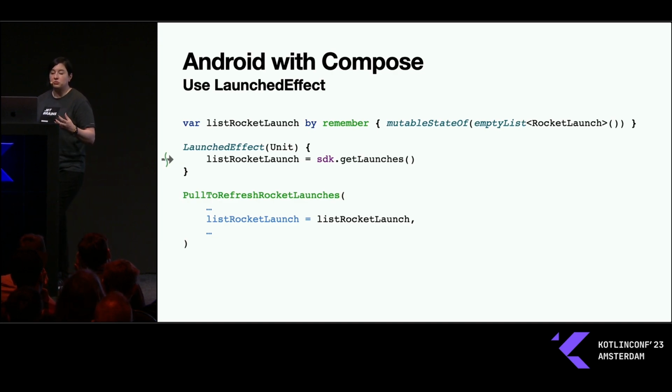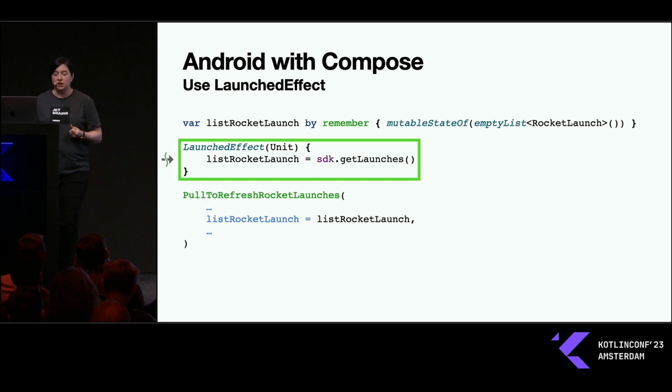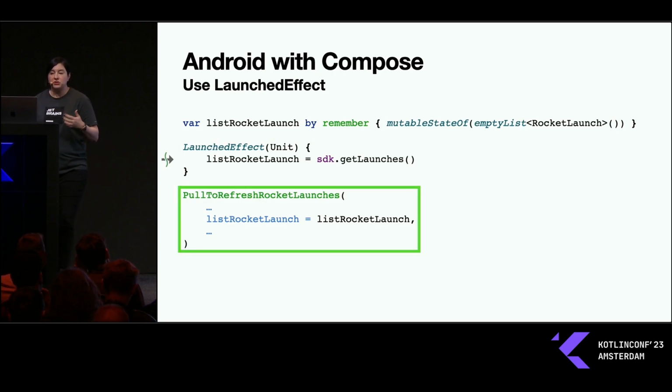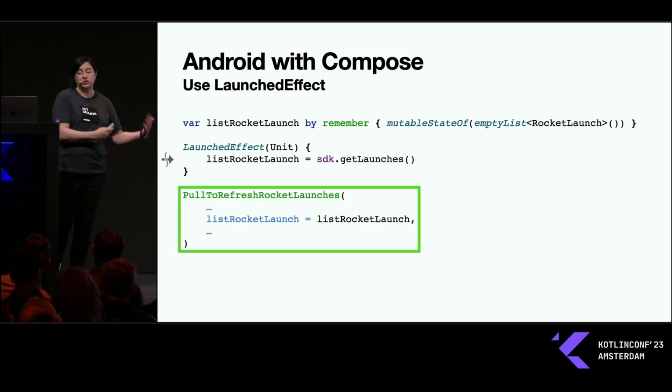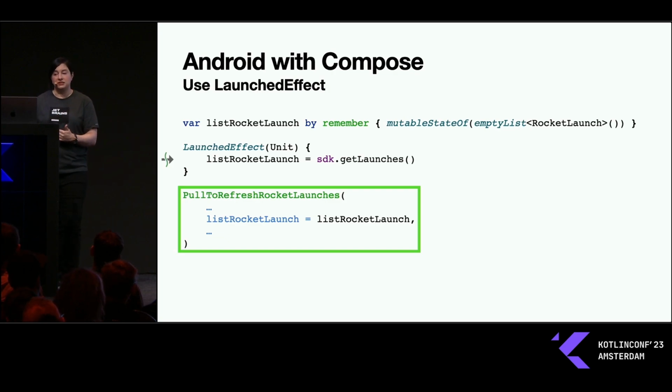When you actually get your data back, it's going to cause a recomposition of the pull to refresh rocket launches composable, which is a pull to refresh control and a lazy column list of rocket launch composables.